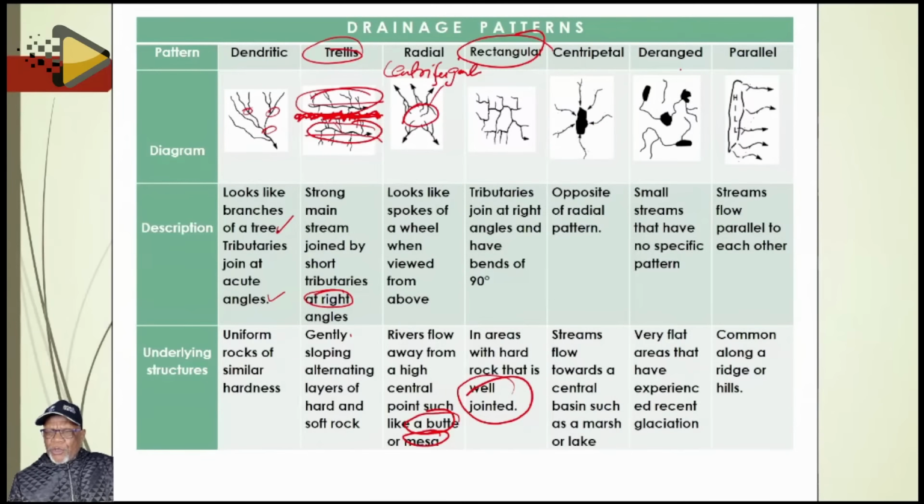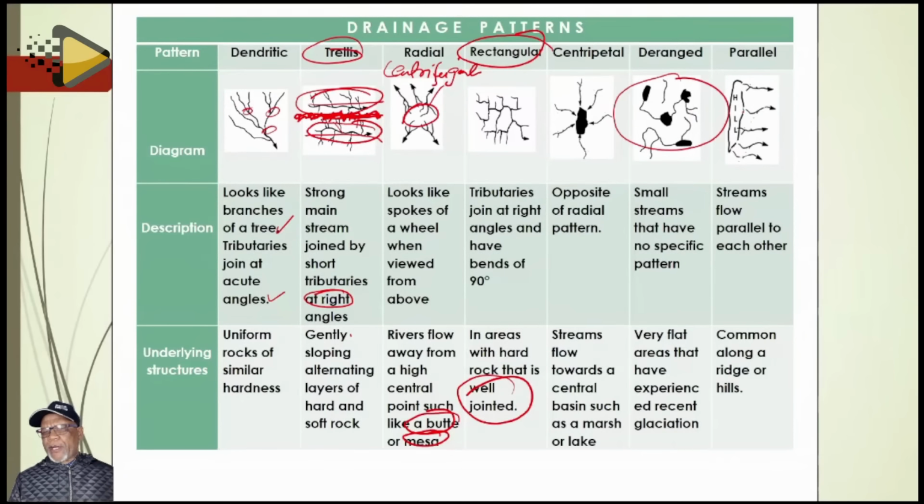And then what do we have here? We have the ranged pattern. The ranged pattern, like the name says, doesn't have a definite pattern. The streams flow in and out of lakes. It is usually found where there has been glaciation, which is moving ice or flowing ice. So that is where it is usually found.